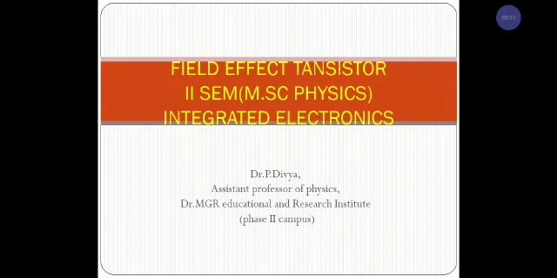Today we are going to see the field effect transistor. Field effect transistor is shortly named as an FET. Field effect transistor is a key electronic component used in many areas of the electronics industry.